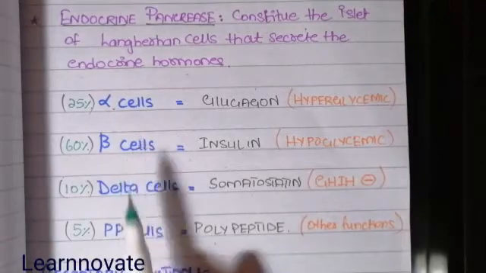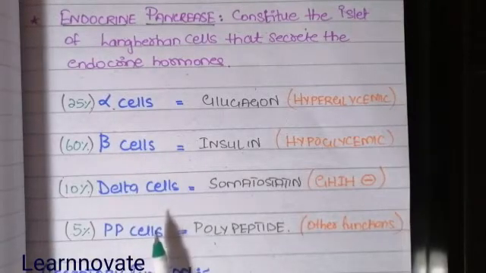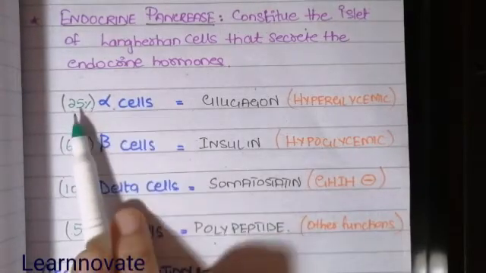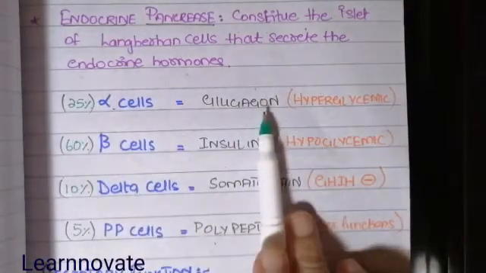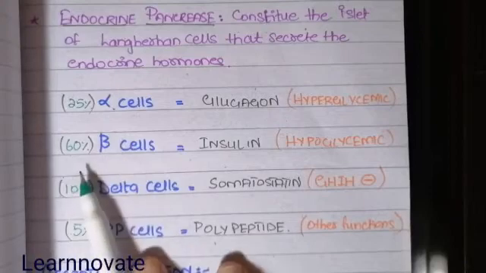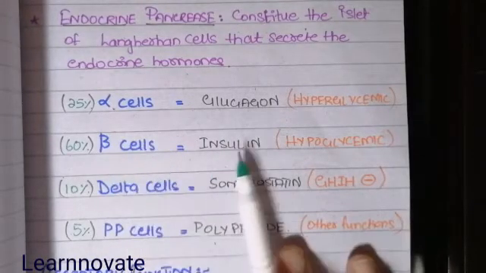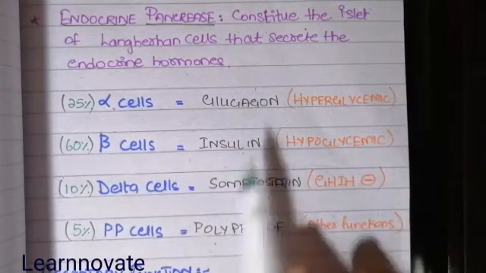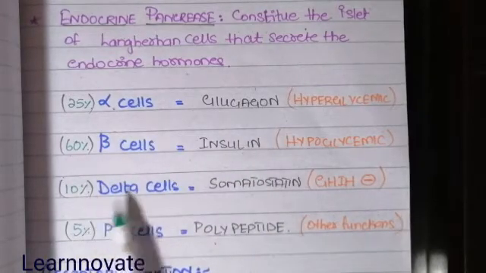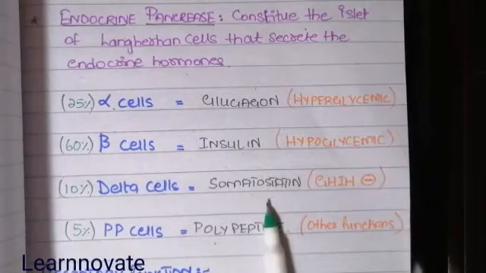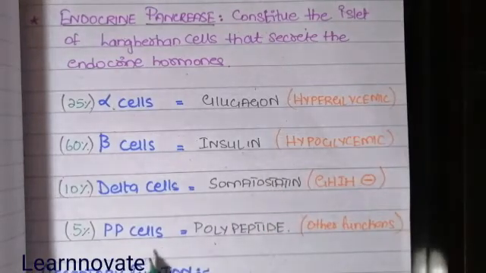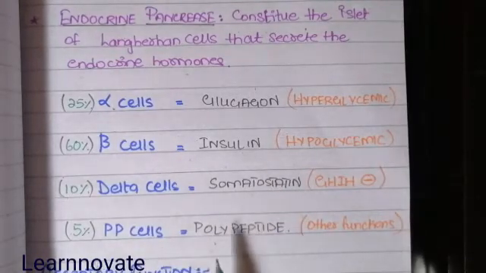So there are four cells that we can find in the histological structure of the pancreas. The alpha cells, about 25%, secrete glucagon. The beta cells, about 60%, are present in the largest amount in the islets of Langerhans and secrete insulin, a very important hormone. The delta cells, about 10%, secrete somatostatin, while the PP cells, about 5%, secrete pancreatic polypeptide.